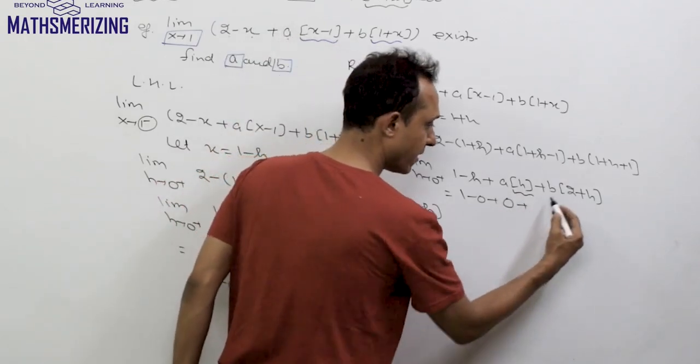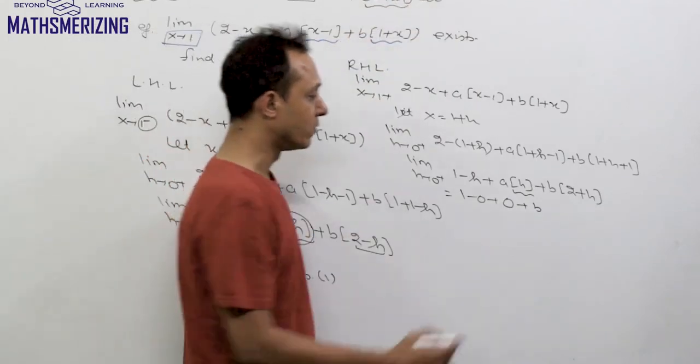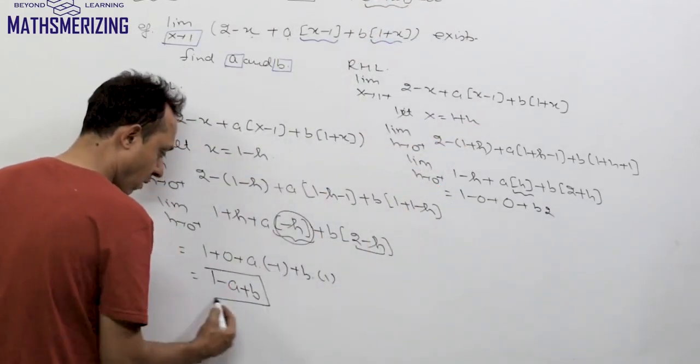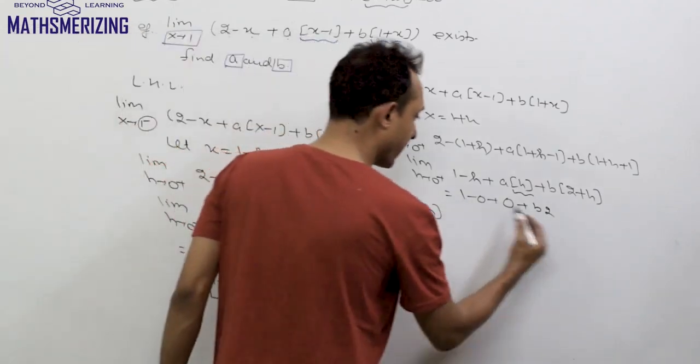And then plus, now this is b. Now the greatest integer function of 2 plus h is simply 2. So this is 2. So the left hand limit is 1 minus a plus b, and the right hand limit is 1 plus 2 into b.